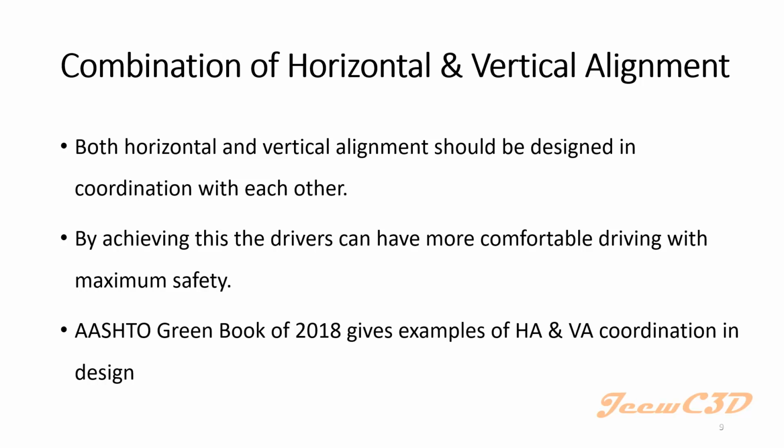So the AASHTO Green Book 2018 gives some examples of horizontal and vertical. This HA and VA means horizontal alignment and vertical alignment coordination in design. The AASHTO Green Book is a design guideline developed and used in the USA. So this 2018 version is the most recent version. It gives some examples of horizontal and vertical alignment coordination. You have other versions of this book also, and in those books we also have the same examples.